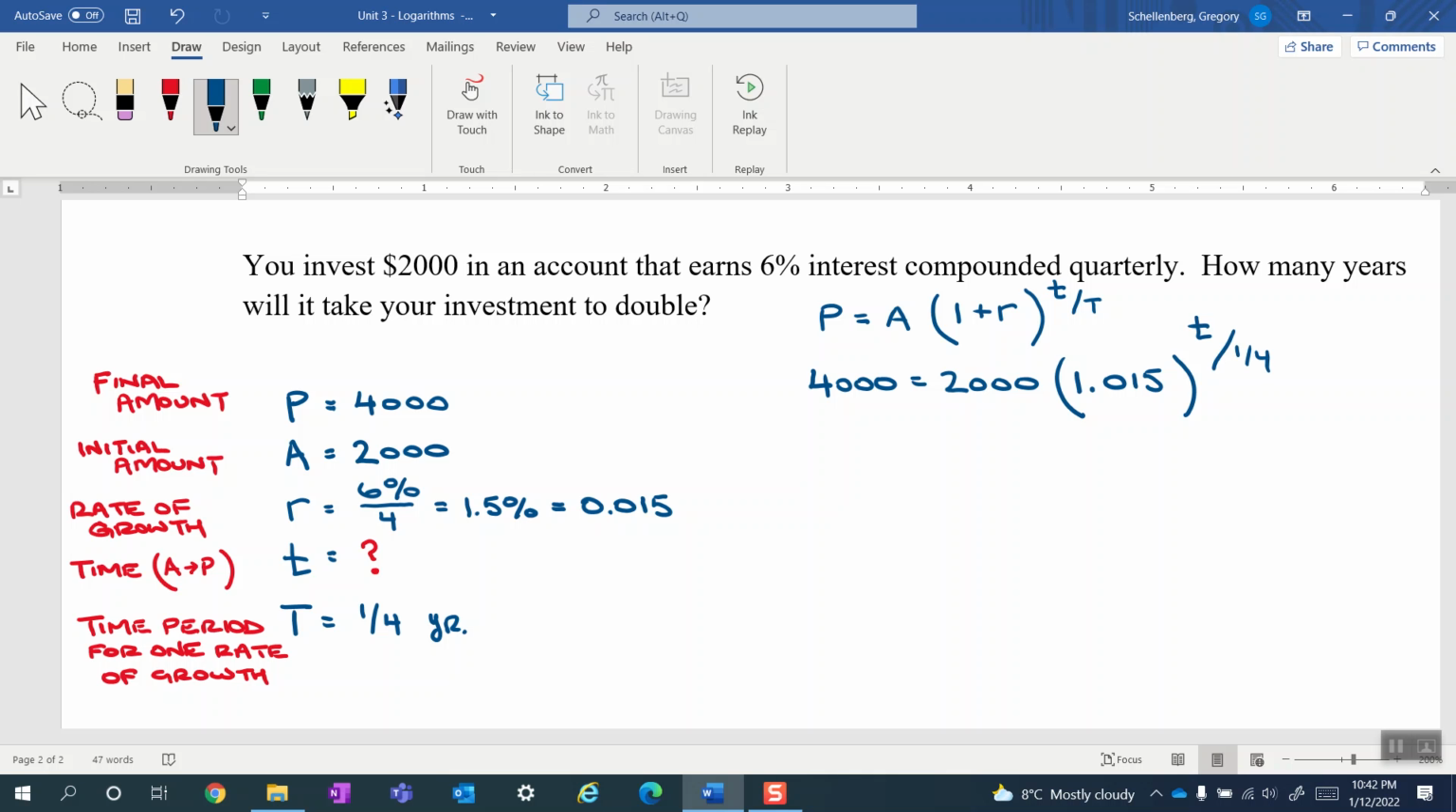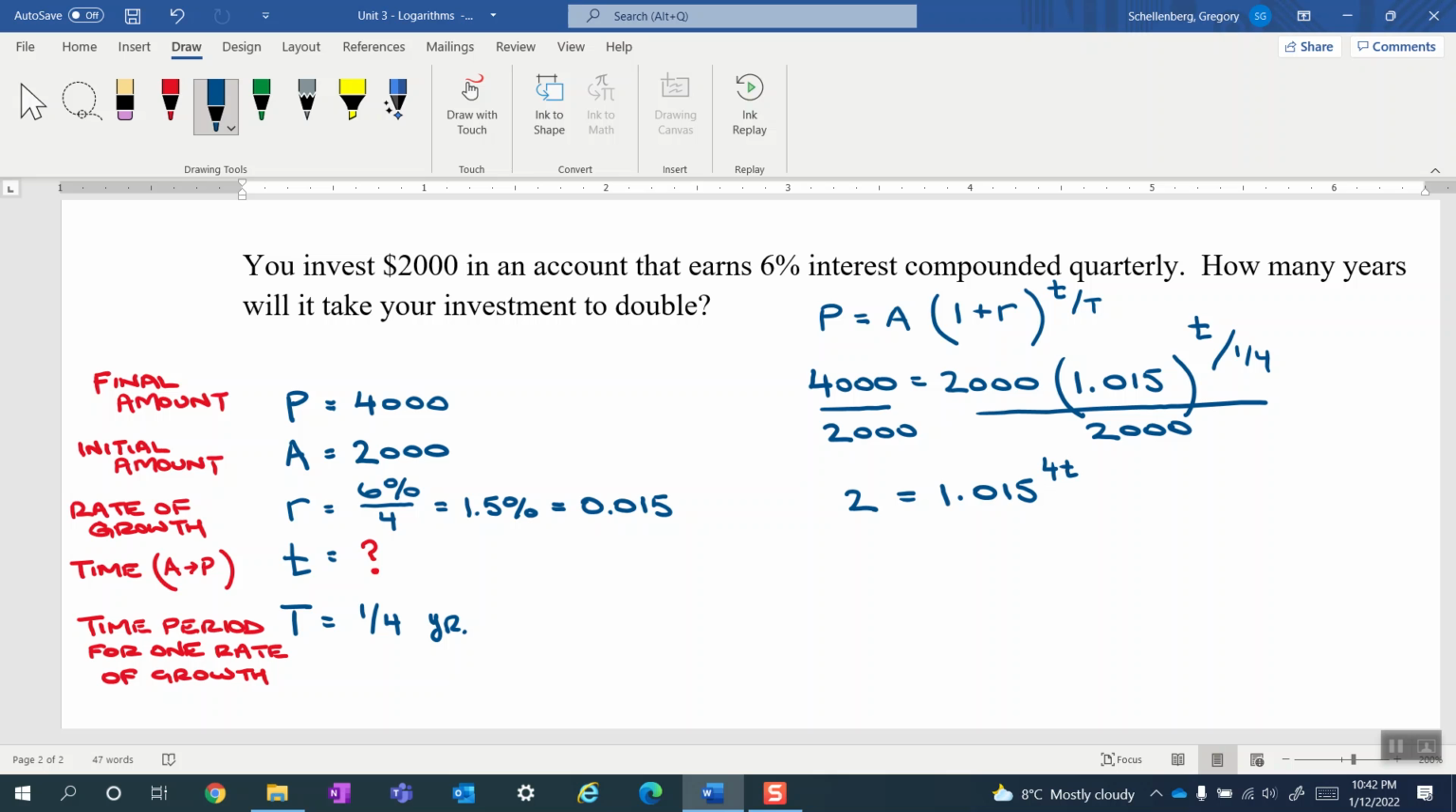Okay, so we'll look to simplify this as much as we can. I'm going to start by dividing both sides by 2,000. So on the right-hand side, those 2,000s are eliminated. On the left, we're left with 2. So we get 2 is equal to 1.015 to the power of, now little t divided by 1 quarter is 4t. So we've got 2 is equal to 1.015 to the power of 4t.